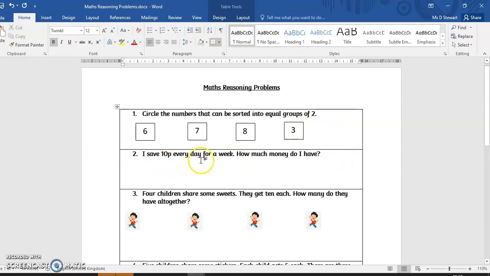This one you need some knowledge of how many days in the week. If we save 10 pence on Monday, Tuesday, Wednesday, Thursday, Friday, Saturday, Sunday, that's 7 days of the week, and the answer for that one would be 70 pence.